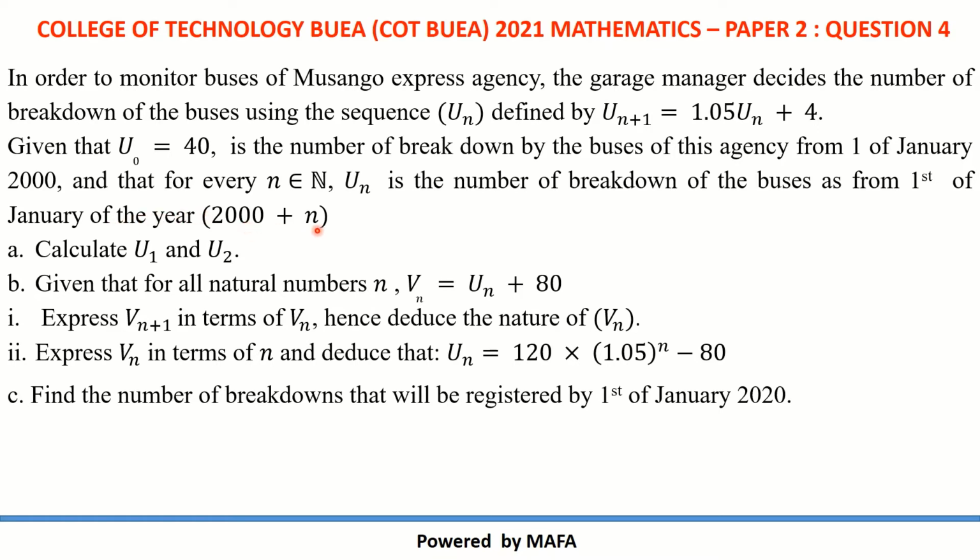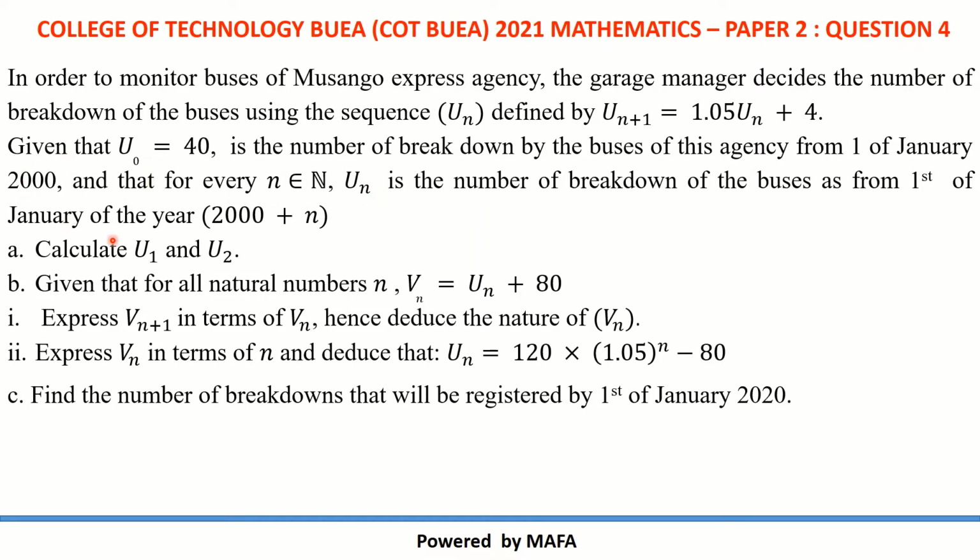So U of n is the number of breakdowns from the 1st of January of the year 2000 plus n. That's why U of 0 is the number of breakdowns from the 1st of January of the year 2000, because when you set n here to be 0, you just get the year 2000. So U of 0 is the number of breakdowns of the buses on that year, that's 1st of January 2000.